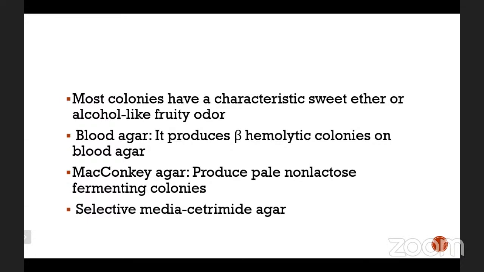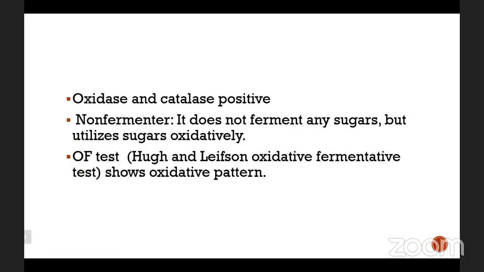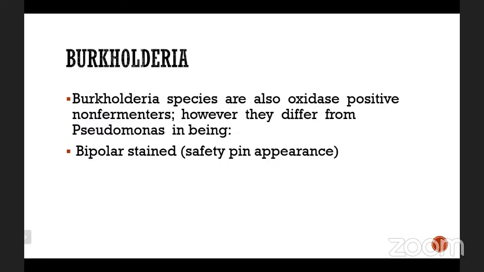On blood agar, it will produce beta hemolytic colonies. On MacConkey agar, it will produce pale non-lactose fermenting colonies. Selective media such as cetrimide agar is used. Oxidase and catalase tests are positive in Pseudomonas. It is a non-fermenter. It will not ferment any sugars, but it will utilize sugars oxidatively. The oxidative-fermentative test will show an oxidative pattern. It is based on the Hugh and Leifson oxidative-fermentative test.